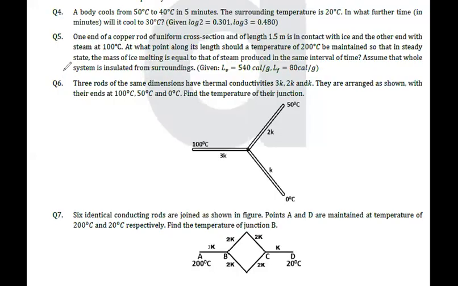Solve problem number six first. Okay, six. Solve problem number six. I hope everyone can find it. We have done a similar problem yesterday. Yes or no?